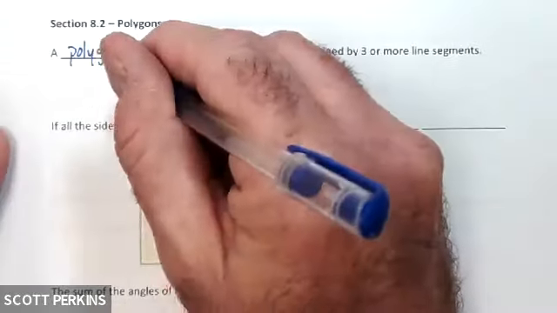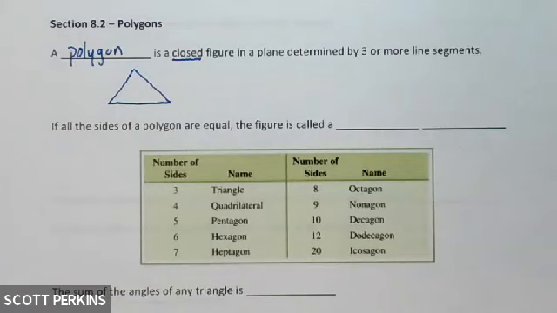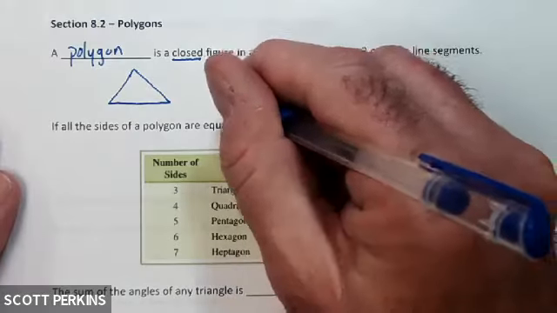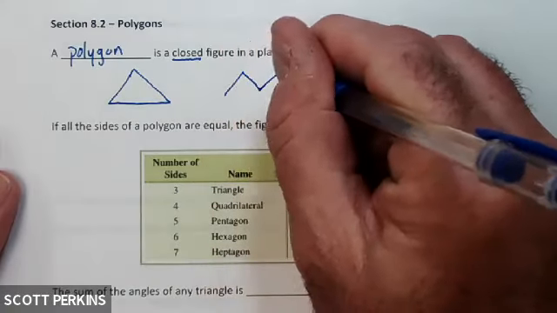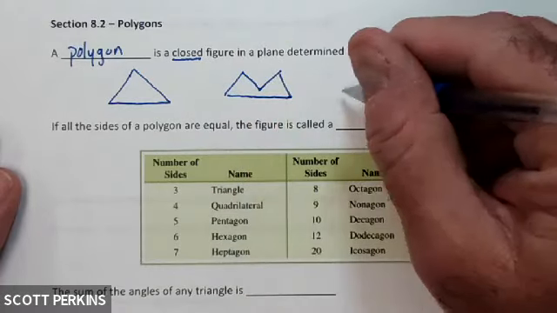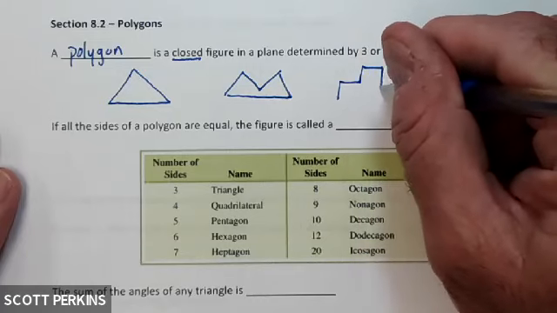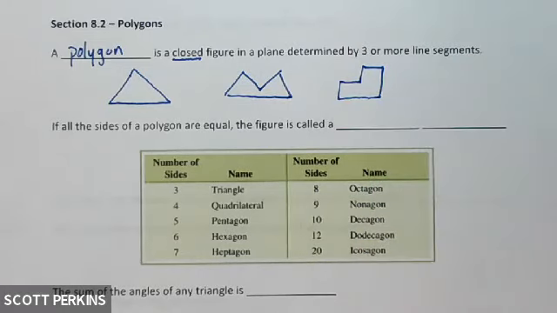So for instance, this right here, we know has three sides. There we go, three line segments. Anything that you can join together with any number of line segments makes a polygon. So here's something with five sides. Looks like mountains. Here's something, looks like steps. Okay, you can draw pretty much anything.